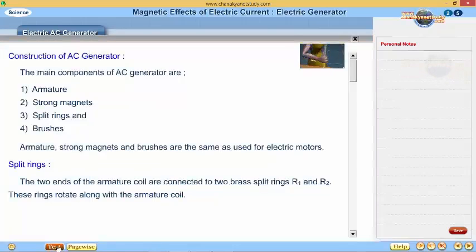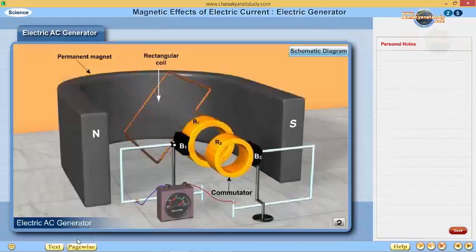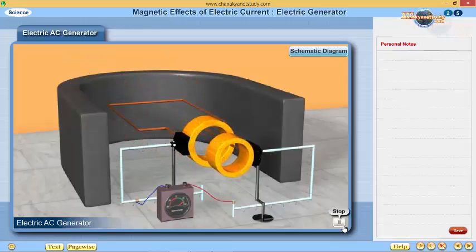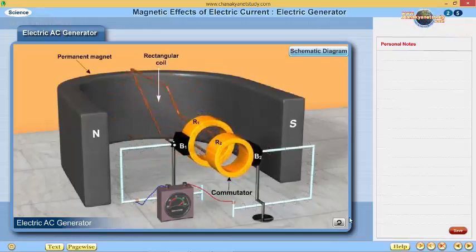Electric AC generator. Construction of AC generator. The main components of an AC generator are armature, strong magnets, split rings, and brushes. Armature, strong magnets, and brushes are the same as used for an electric motor. Split rings. The two ends of the armature coil are connected to two brass split rings, R1 and R2. These rings rotate along with the armature coil.